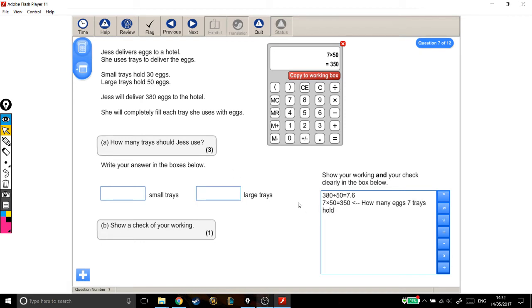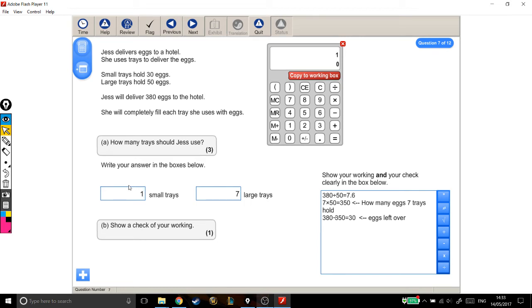But I don't have 350 eggs, I've got 380. So how many more eggs do I need to find a tray for? Well, 380 minus 350 is 30. So I have 30 eggs left over. And nice and conveniently, that is one small tray's worth. So if I use 7 large trays and one small tray, that should hold 380 eggs.